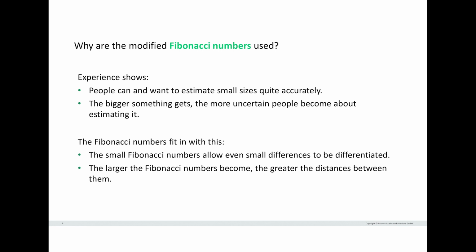Experience shows people can and want to estimate small sizes quite accurately. However, the bigger something gets, the more uncertain people become about estimating it. The Fibonacci numbers fit in perfectly with this experience. The small Fibonacci numbers allow even small differences to be differentiated. The larger the Fibonacci numbers become, the greater the distances between them.